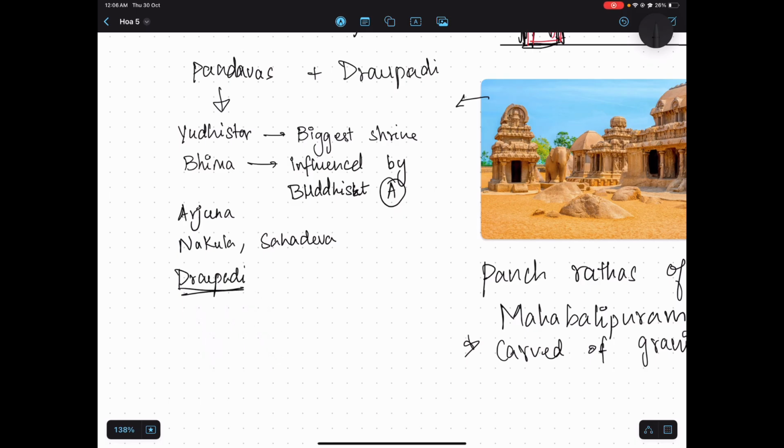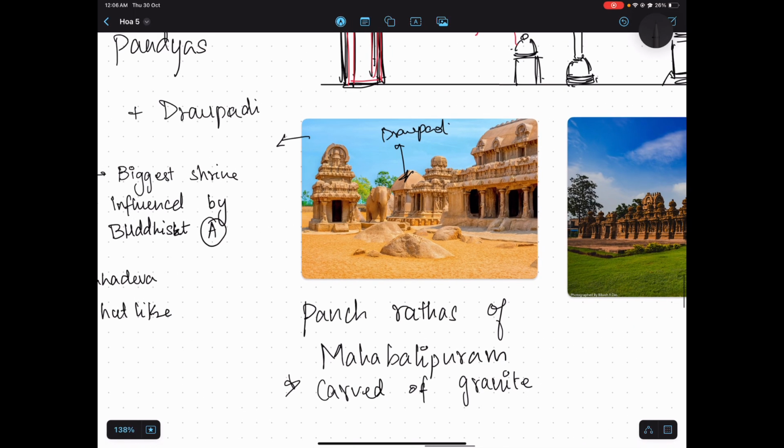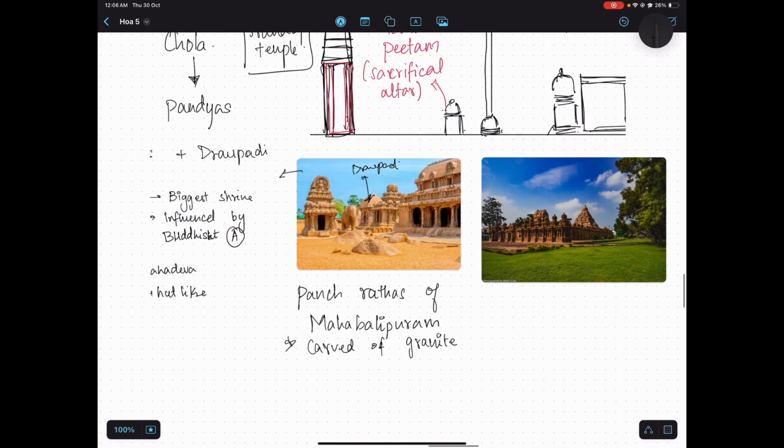So this you can see is Draupadi's. So this is hut-like, and this is the smallest of all. And this is Bhima, and you can see it kind of resembles the Chaitya halls of Buddhist architecture. So that is about the Pancha Rathas.